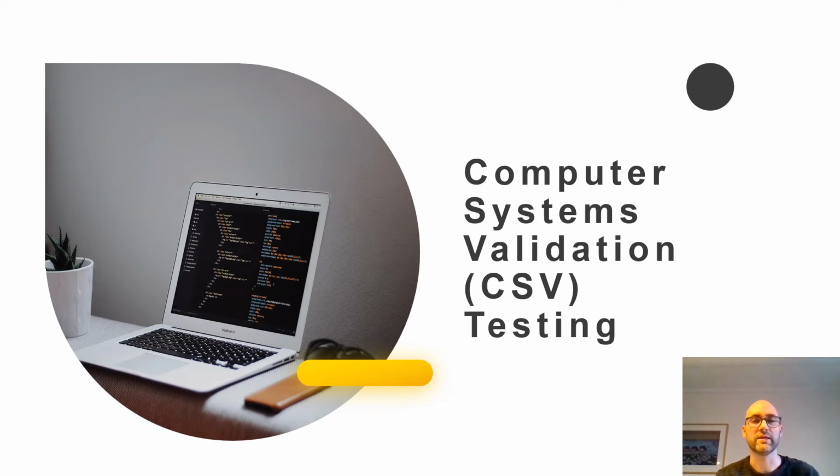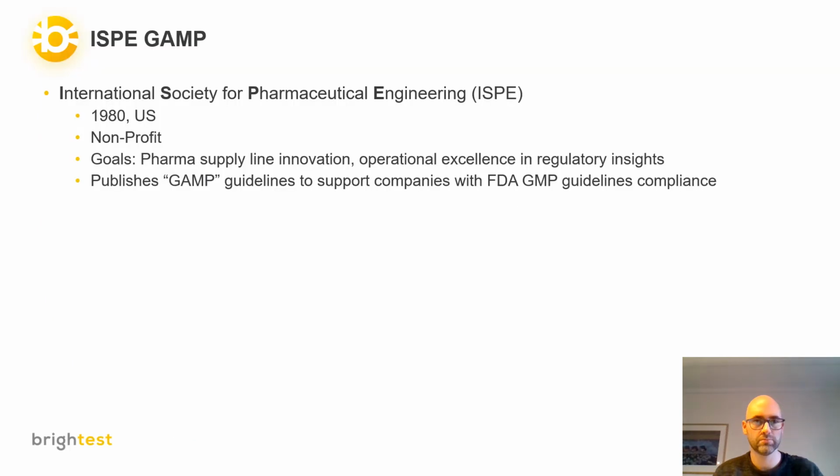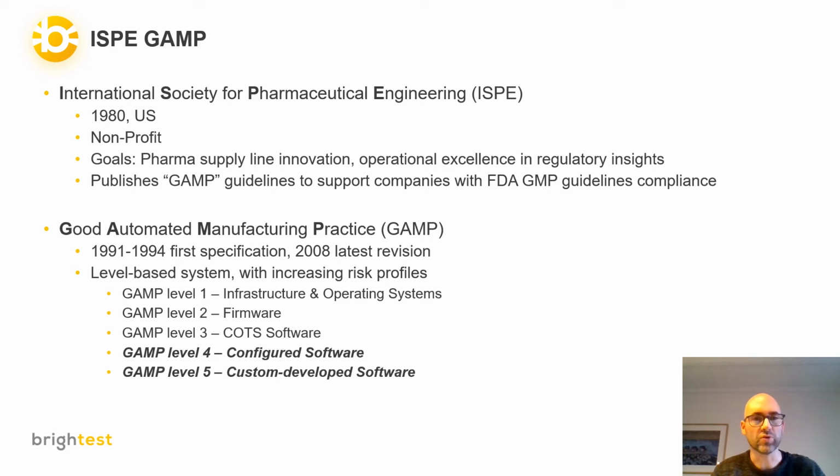Now let's focus on the computer systems validation testing, known as CSV. One of the GXP aspects that's quite important is the GMP. In the US, in the 80s, the ISPE was founded that tried to support companies to implement the FDA GMP guidelines. So they created the Good Automated Manufacturing Practice Guidelines, or GAMP. It is important that you know that this is a level-based system.